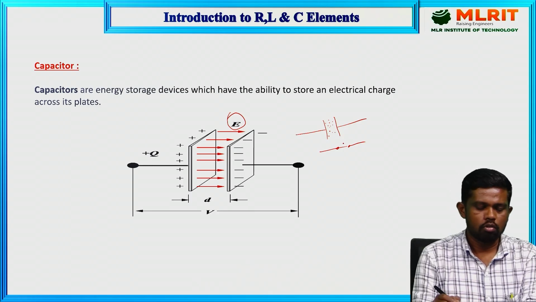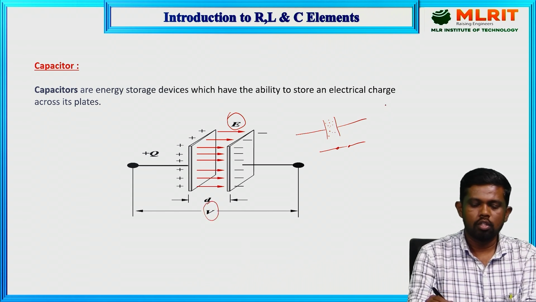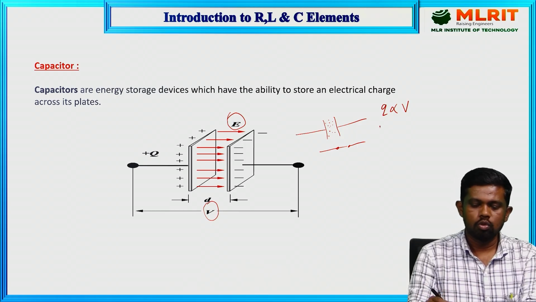Now, coming to the voltage and current relationship of the capacitor, that we need to determine. The charge on the capacitor is directly proportional to the applied voltage. So at any instant of time, the capacitor plates develop a charge such that Q is directly proportional to V. Then Q equals C into V. This is expression number 1.